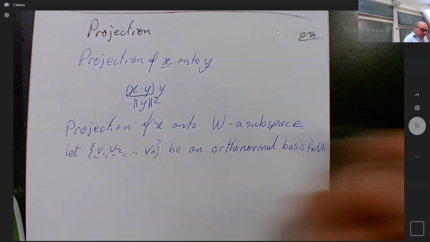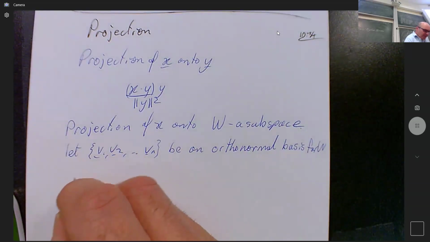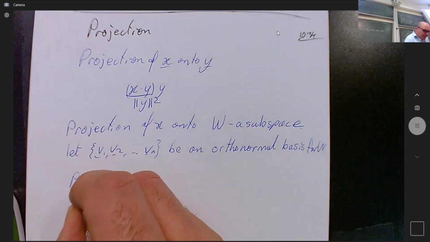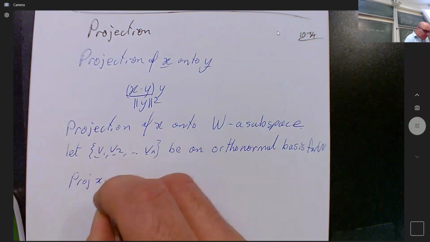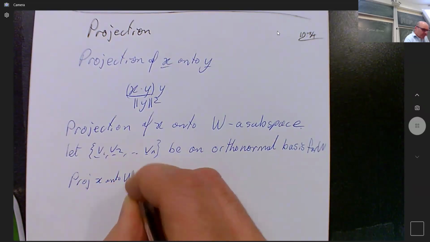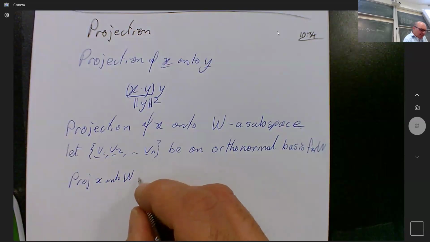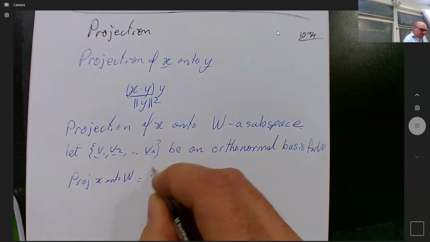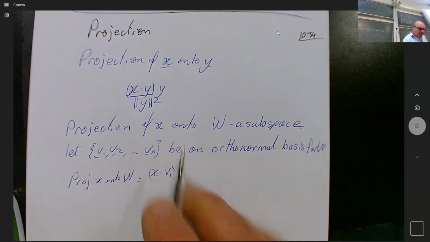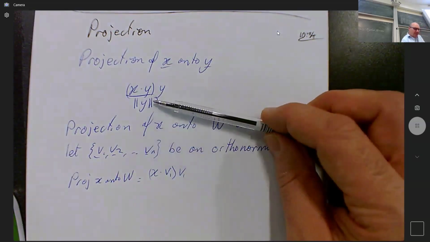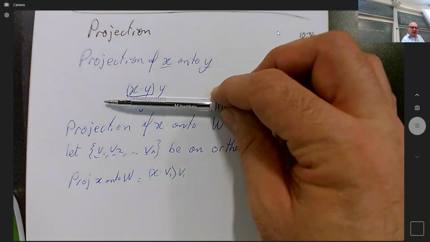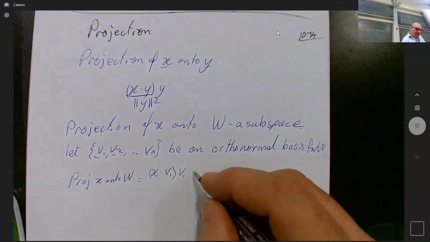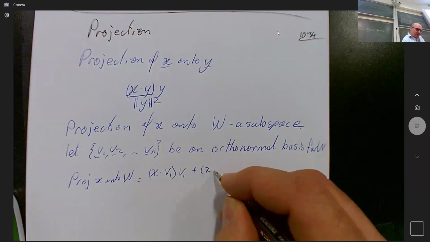Okay, so the formula is just equal to x dot v1 times v1. It's basically when the length of v1 is equal to 1, I can ignore that bottom part, and I'm just going to sum the components.